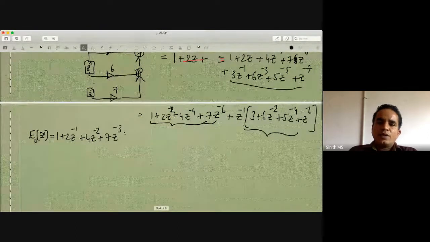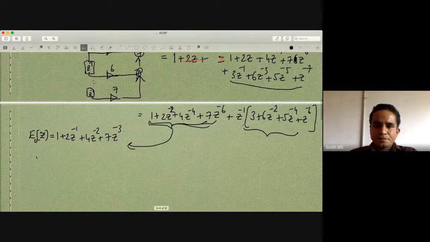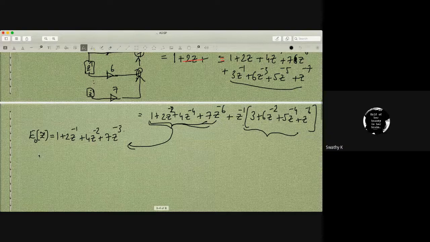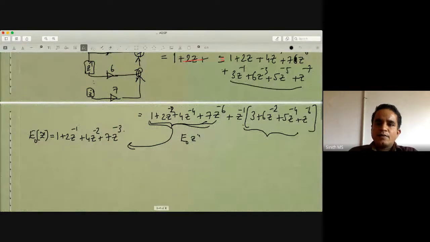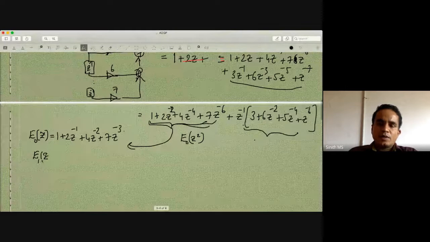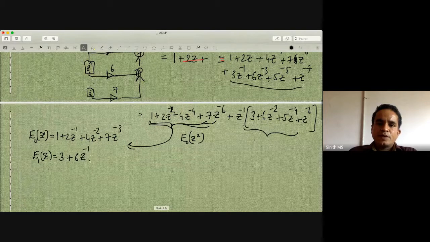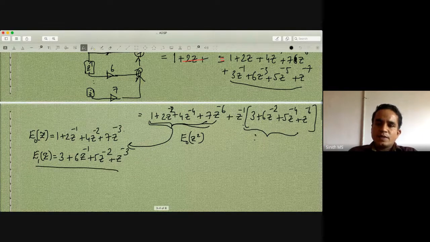Then can you tell how you can write the first term in terms of E0(z)? It is E0(z squared). Correct. And what about the second term? Let us call the polynomial 3 plus 6z inverse plus 5z raised to minus 2 plus z raised to minus 3 as E1(z). So can you tell what is this second term?